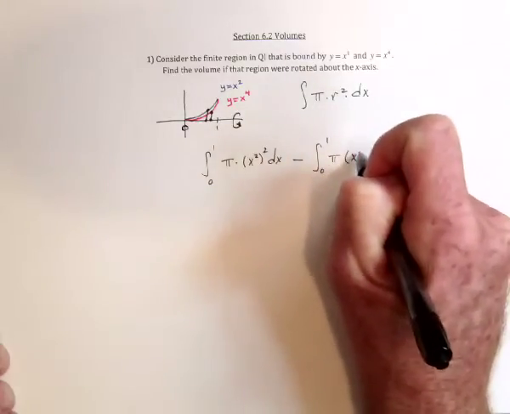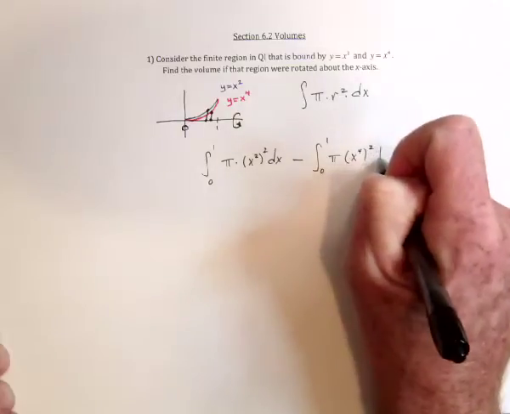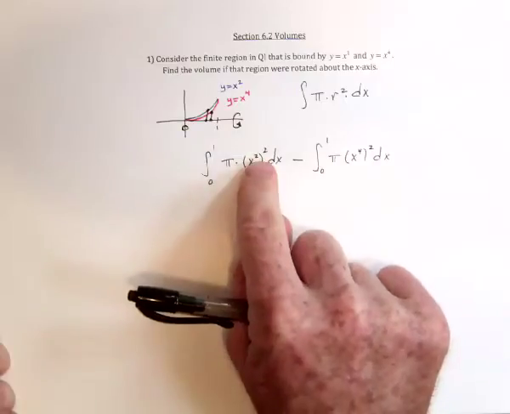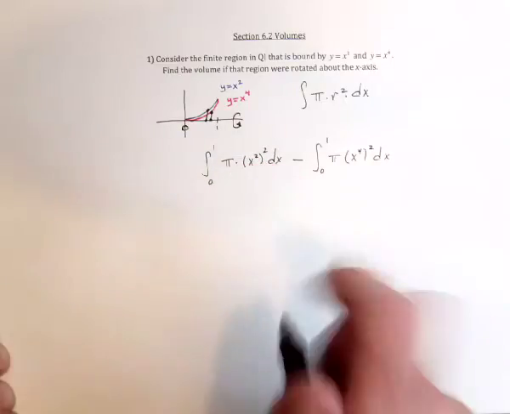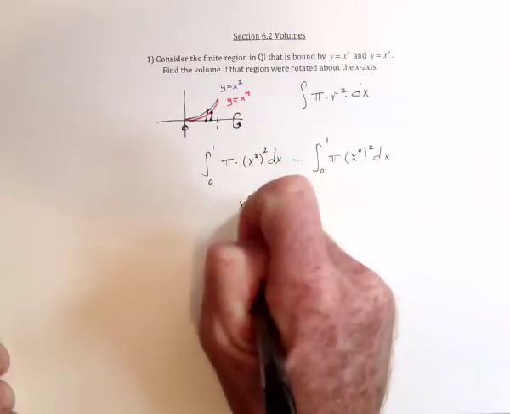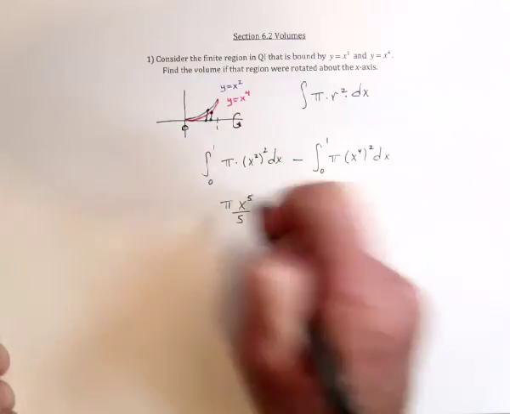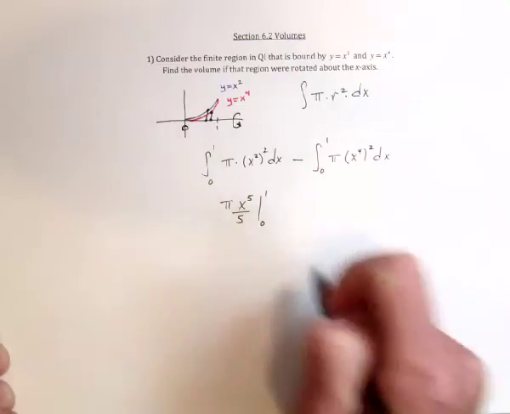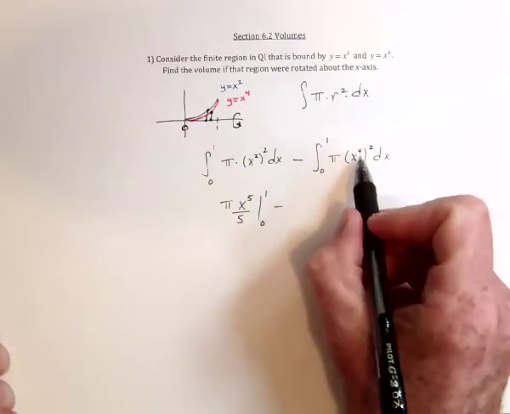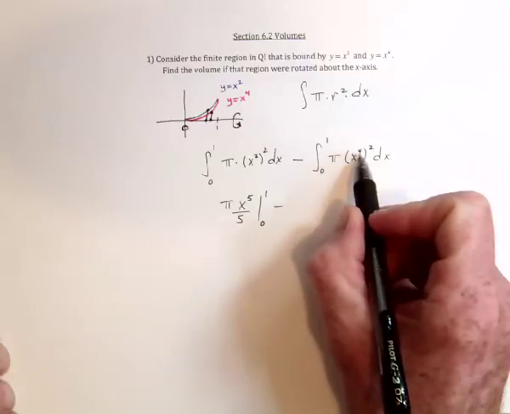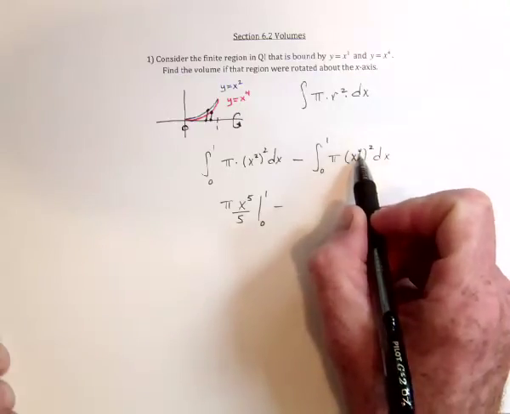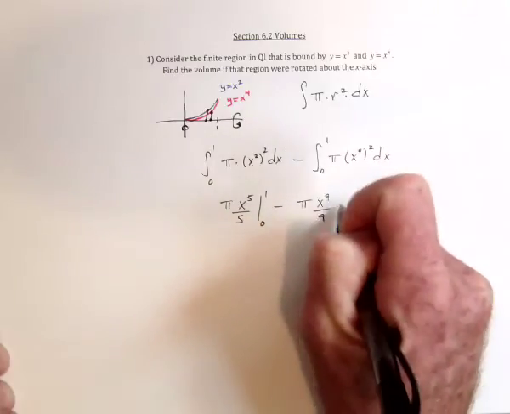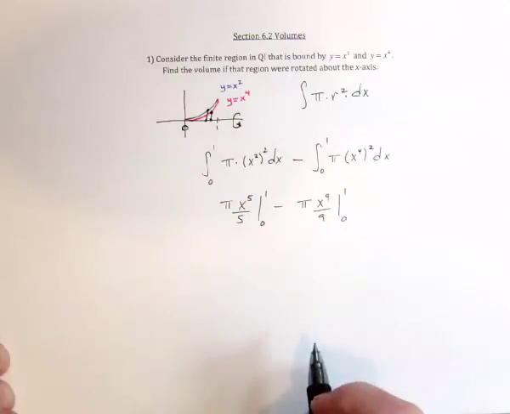So the radius is squared. Okay, so this one is x to the fourth. When you integrate that, it becomes x to the fifth over 5. And then evaluate from 0 to 1. This one is, multiply these, it's x to the 8. Integrate that, it's x to the 9 over 9. And then evaluate from 0 to 1.